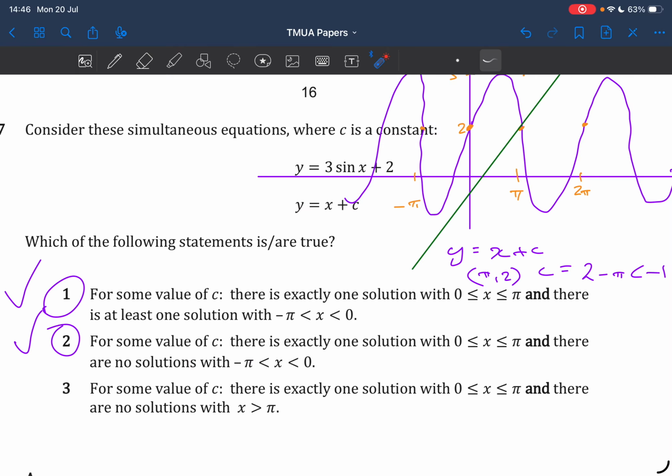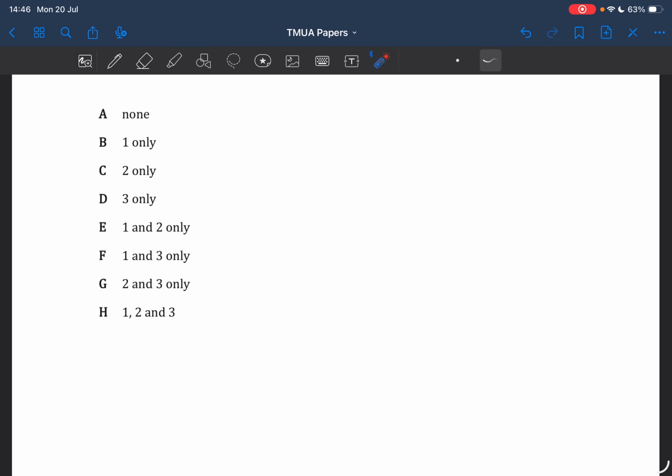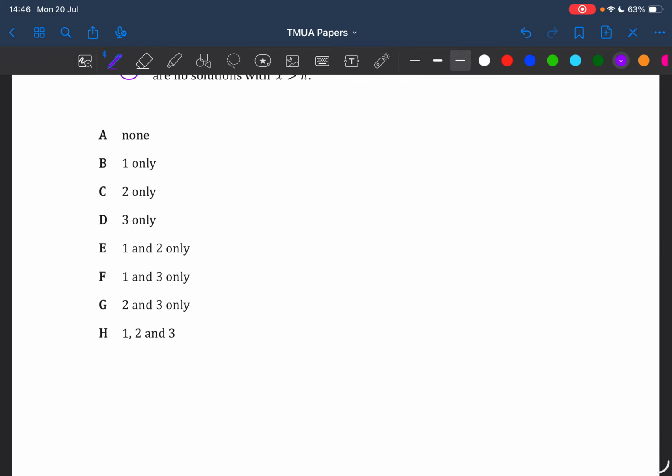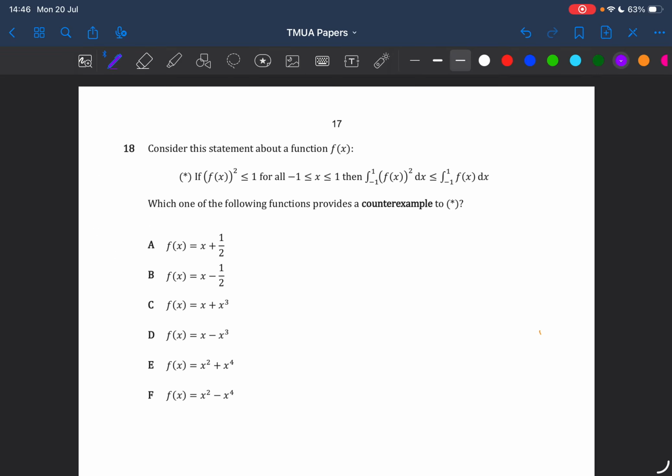Should all of these be true? I've got a feeling they shouldn't all be true. So a similar thing down here then. One solution between 0 and pi, and there are no solutions where x is greater than pi. So it works. The same one works. We don't hit it again here. So that's good. Yeah, 1, 2, and 3. Lovely jubbly. Next one then.